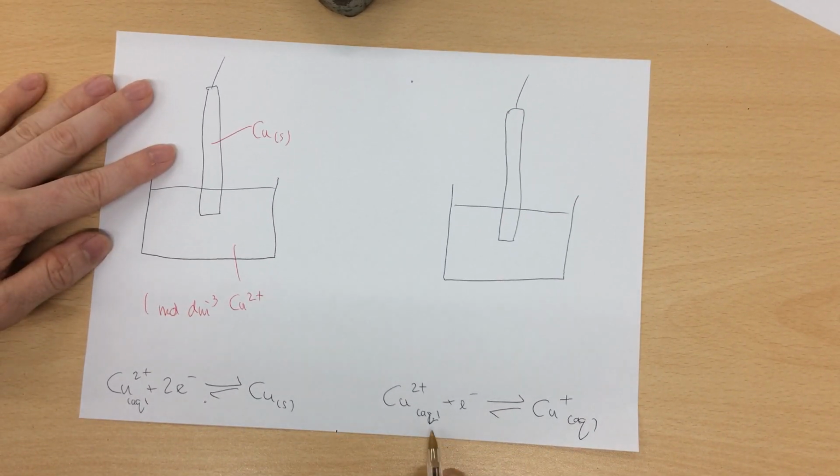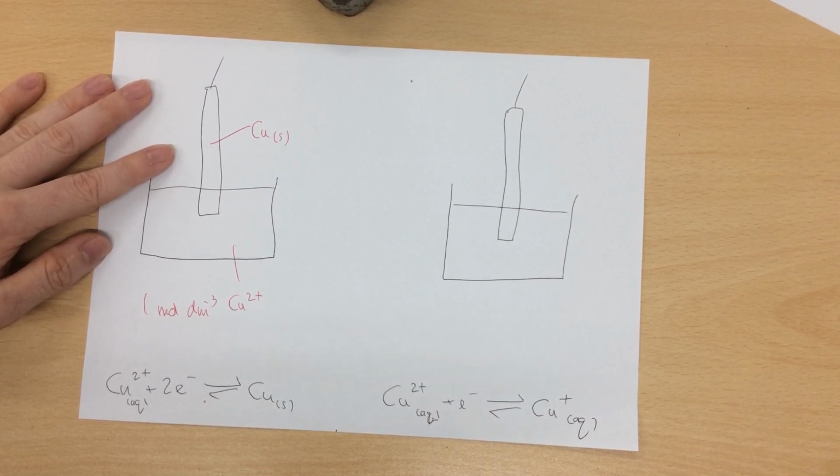If we look at the equation over here though, you'll see we don't have a solid. Instead, the copper on both sides is in an ion form. So this is an ion-ion half cell, as opposed to a solid ion. So what do we do here?